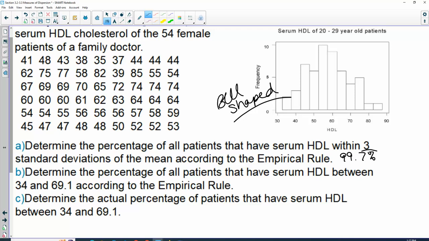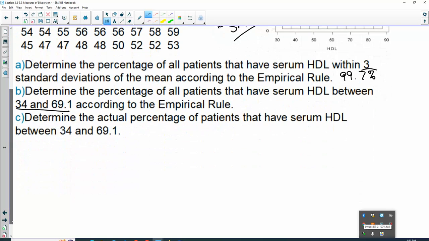Alright. Determine the percentage of patients that have the cholesterol between 34 and 69.1 according to the empirical rule. Okay, if I'm going to do this, what am I going to have to know about my data? The mean and standard deviation. And I didn't give you either of those, so how am I going to get them? Go to your calculator. We're going to enter all 54 of these into our L1. Okay, so everybody grab a calculator. Let's try it.